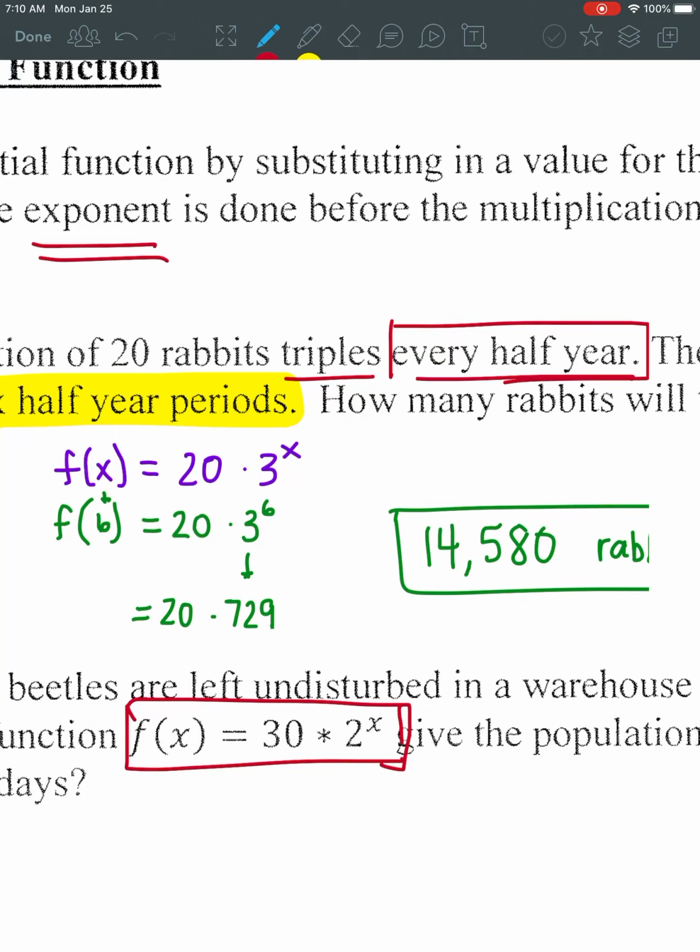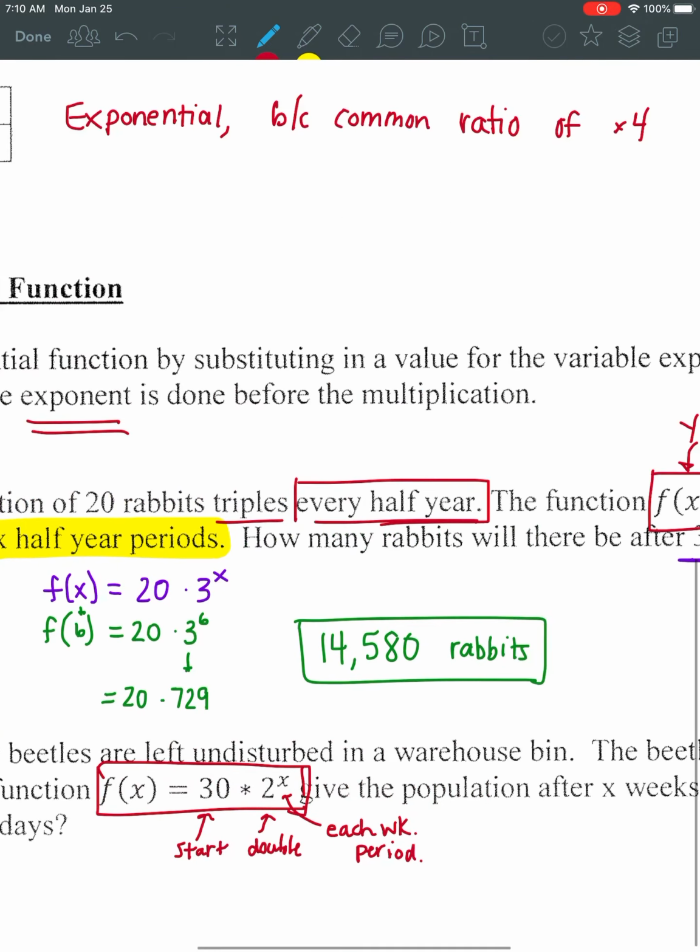So here's our function again. We're given that equation. Now where are these numbers coming from? So the 30, that is our initial. They're doubling, so now it's times 2. And then this is for each week, period.